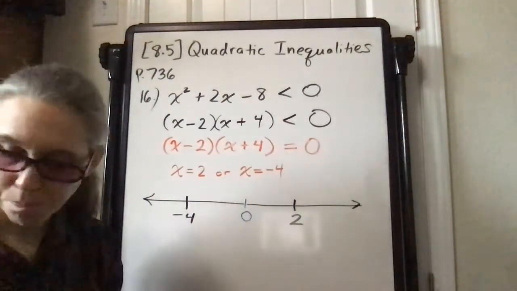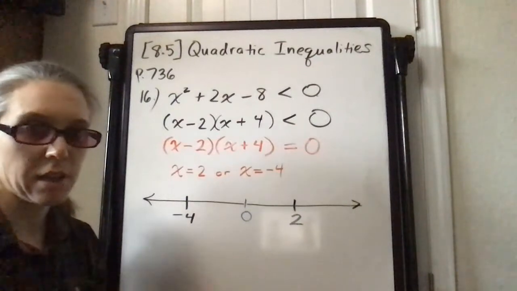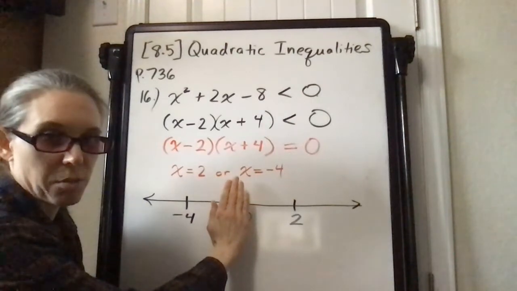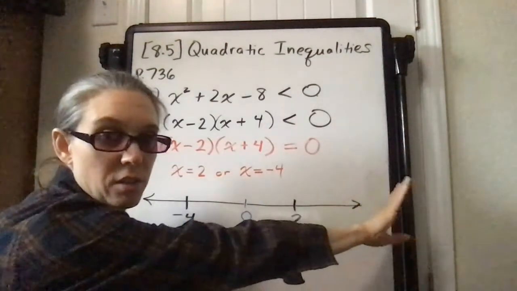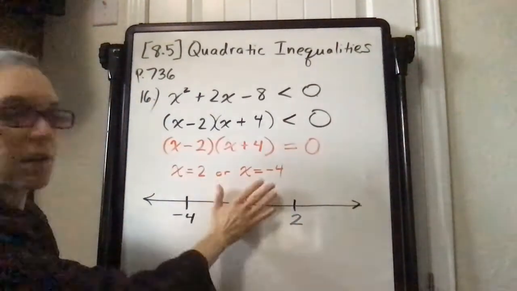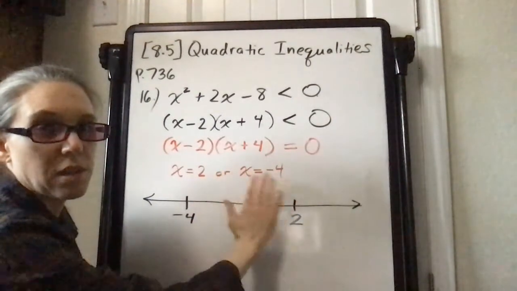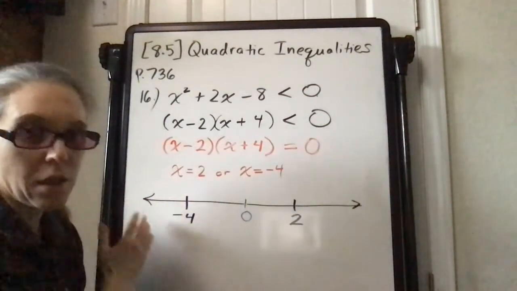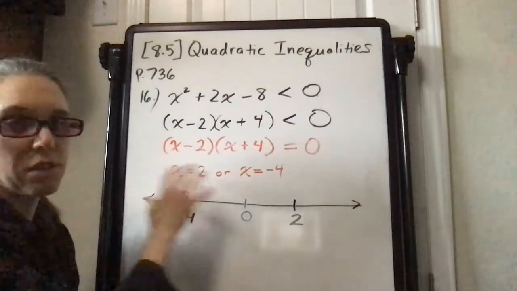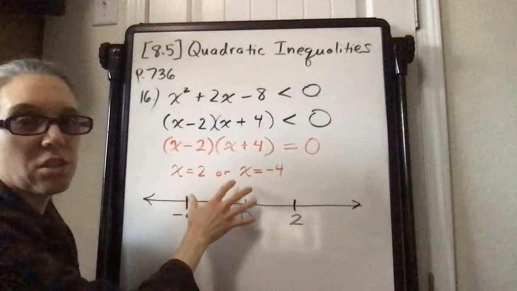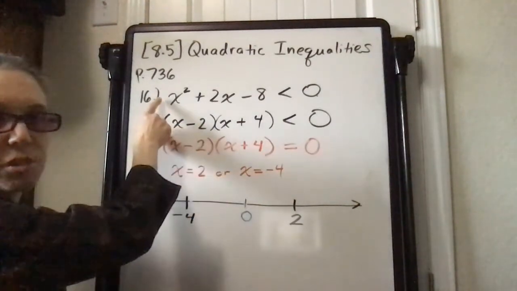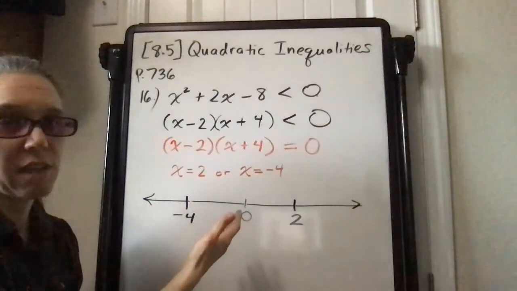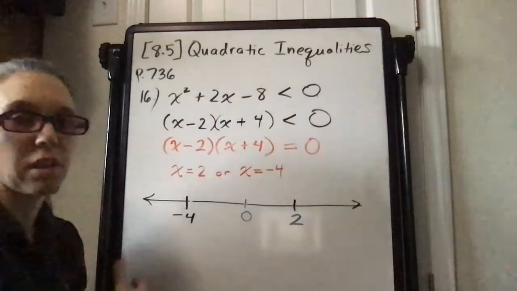Okay, so here's my number line, and if we don't pay attention to 0, what we have are 3 regions of the number line. You have the numbers that are greater than 2, so that's one region. You have all the numbers between -4 and 2, that's a second region. And then you have all the numbers that are less than -4. So what we want to do is determine for these 3 regions, which region has values that will make the original inequality statement true, and which regions have values that will make the inequality false.